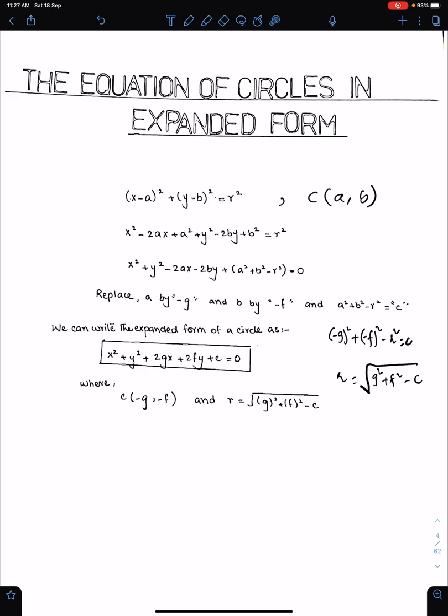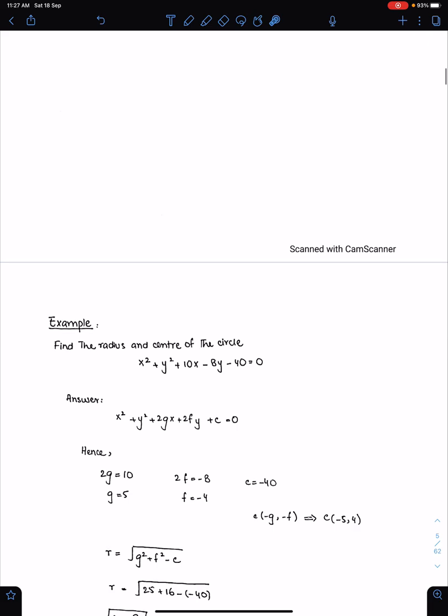So this is the way to get the radius from this equation. So finally we have this expanded form of the equation of a circle with center at this and radius is this. We just need to learn this equation as well. So we have three equations of circles.